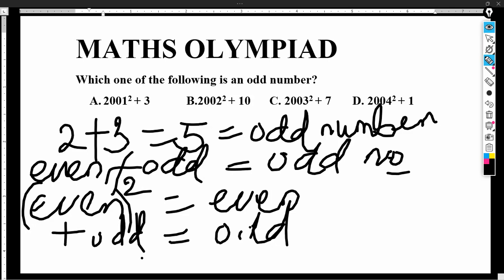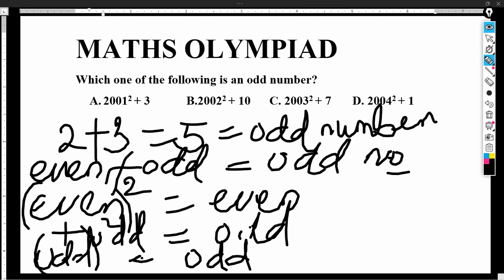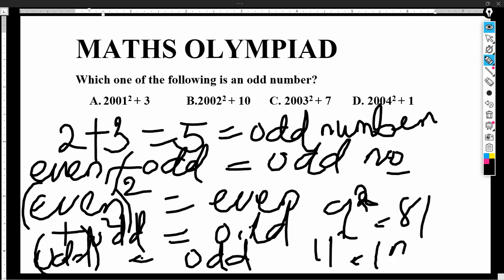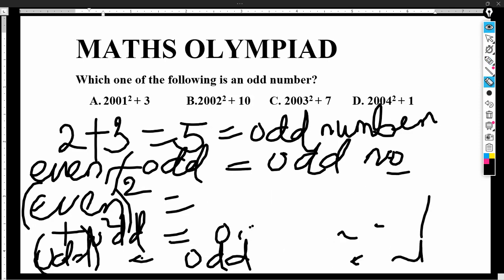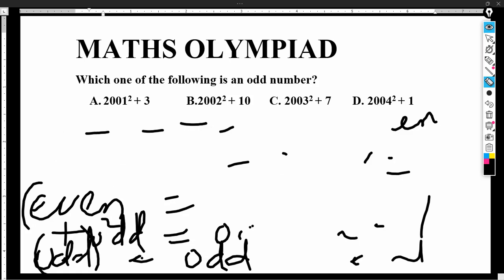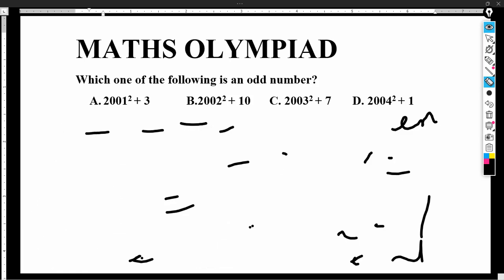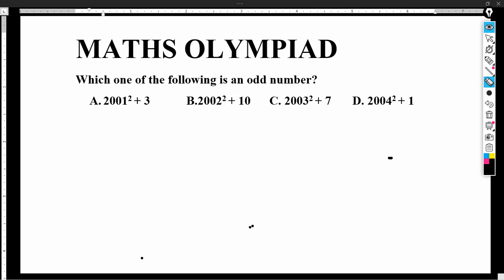Alright. So how about if we squared an odd number? If we squared an odd number, we're going to definitely get an odd number also. For example, 9 squared is 81, 11 squared is 121, 13 squared is 169, and so on and so forth. So understanding that relationship, we can easily go on to testing this.